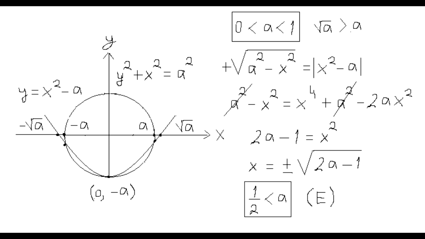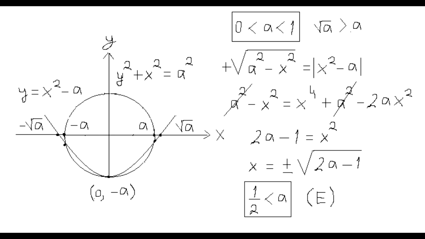The most interesting case is when a is positive and less than 1. In this case, square root of a is greater than a, so that the parabola crosses the x-axis at 2 points that lie outside the circle. The points of intersection of the parabola and the circle then may only be below the x-axis.